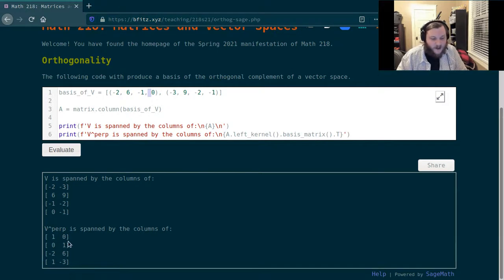So here the thing to notice is that the basis of the orthogonal complement consists of two vectors, and if we look at these two vectors, we realize that they're both orthogonal to the original basis vectors I input for V. So if we're ever studying some vector space V and we have a basis, and we're curious what the orthogonal complement looks like, this code should help.